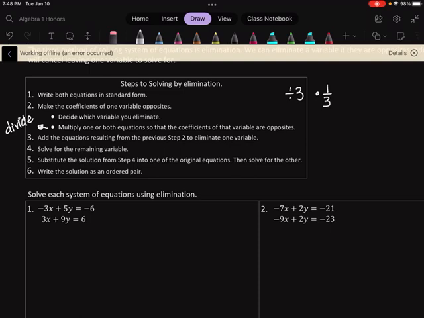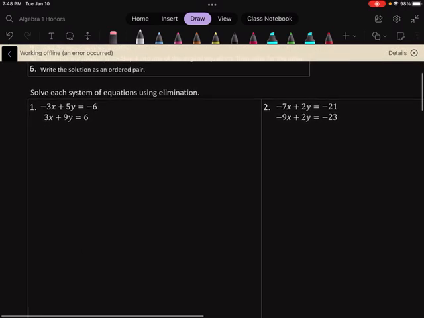Then when we add the equations vertically, from step 2, we'll eliminate that variable whose coefficients are opposites. We'll solve for the remaining variable. Then take that variable and substitute back into one of the original equations, kind of like we did with substitution, and solve for the other. We'll write our solution as an ordered pair. All right, so solve each system of equations using elimination.